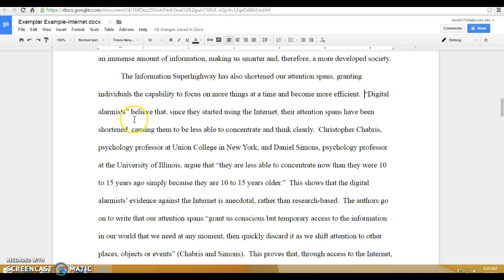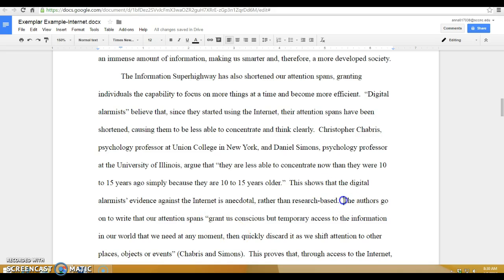digital alarmists like Nicholas Carr believe that since they started using the internet, their attention spans have been shortened, causing them to be less able to concentrate and think clearly. Here's my evidence. Christopher Chabris, psychology professor at Union College in New York, and Daniel Simons, psychology professor at the University of Illinois, argue that, quote, they are less able to concentrate now than they were 10 to 15 years ago, simply because they are 10 to 15 years older. Here's my commentary. This shows that the digital alarmist evidence against the internet is anecdotal rather than research-based.